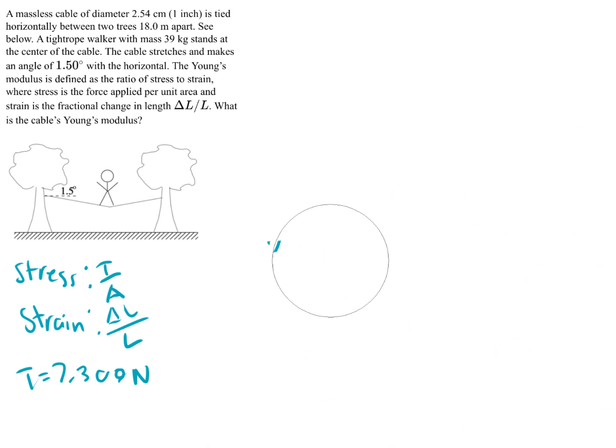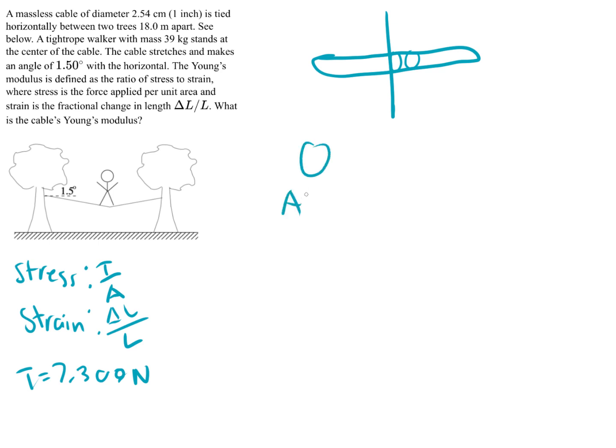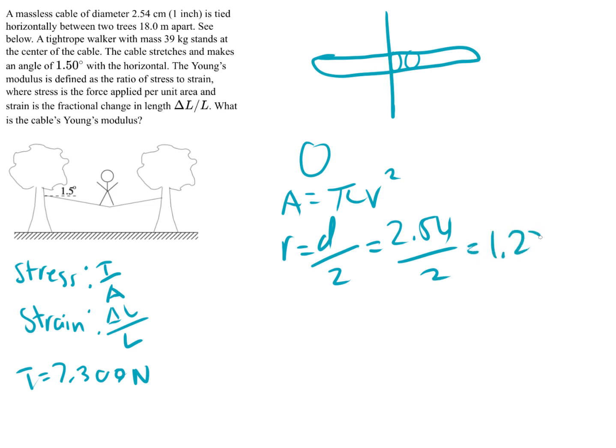Let's get rid of everyone. Now we need to figure out area. Now, if you think about it, we have this sort of circular cable. The cable is circular. So if you take the cross-section of it, the cross-section will be a circle. And the area of the circle is pi r squared. And we're given the diameter, and the radius is simply the diameter divided by 2, which is 2.54 centimeters divided by 2, which is 1.27 centimeters.